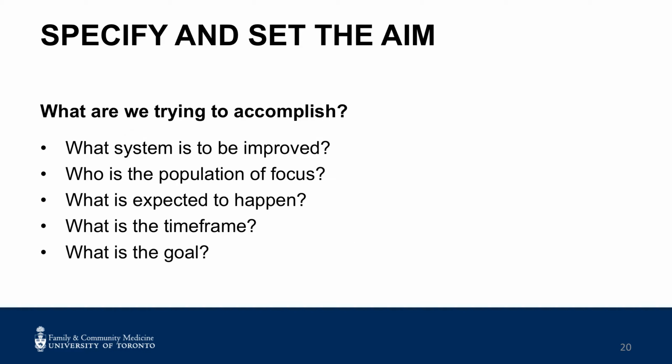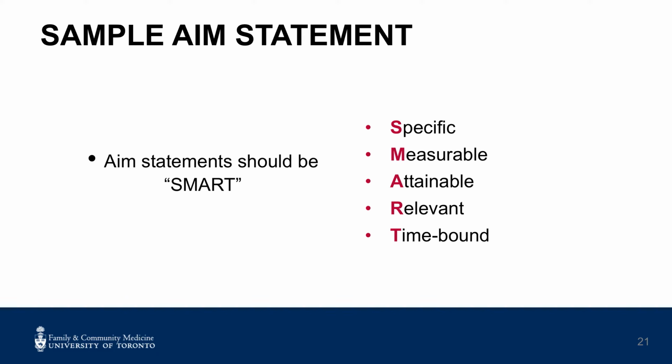The aim statement asks the following questions. What system is to be improved? Who is the population of focus? What is expected to happen? What is the time frame? And what is the goal? SMART aim statements are articulate descriptions of what you're aiming to improve. They are specific, measurable, attainable, relevant, and time-bound.